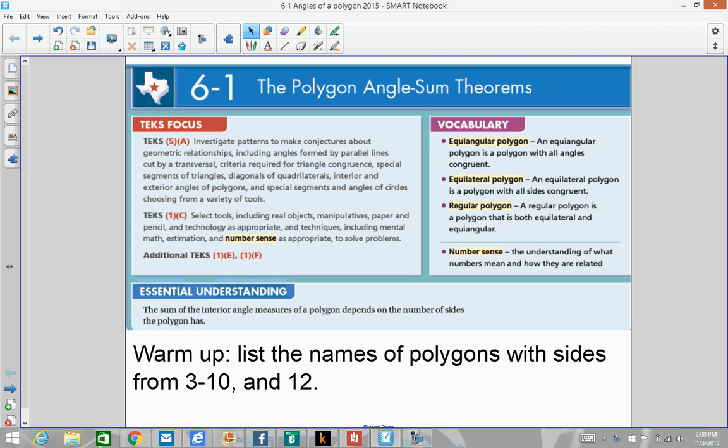If you want to pause the video so you can write the title of these notes, the essential understanding question, which is: the sum of the interior angle measures of a polygon depends on the number of sides the polygon has. And write these vocabulary words over here.